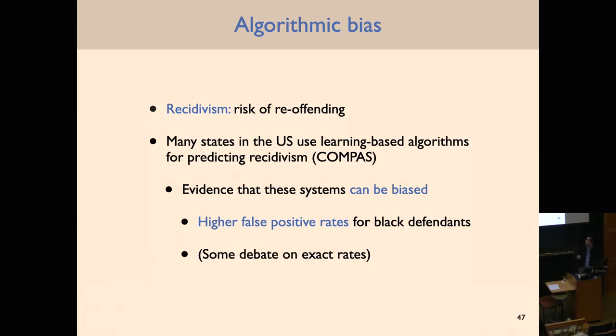What people found is that these automated systems can be significantly biased. Specifically, there were studies, I'll point to one in the next slide, showing a significantly higher false positive rate for black defendants. There's some debate on the exact false positive and false negative rates, but there's general consensus that they're at least significantly different.